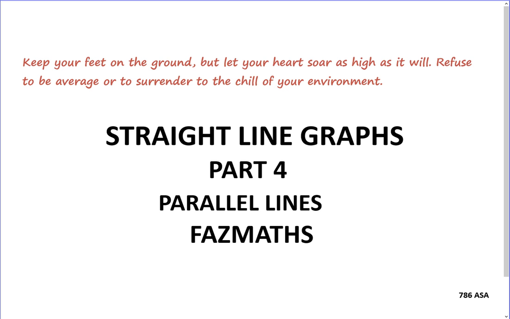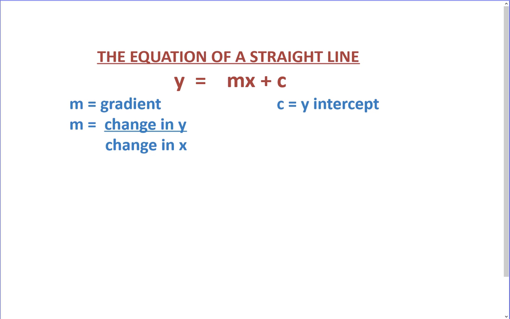Okay, let's just look at the basic concepts again. So you know the equation of a straight line is y equals mx plus c, where m is your gradient, and the way you calculate it is your change in y divided by your change in x, and c is your y-intercept. Now we know that when you're trying to find the gradient, you're trying to find the steepness of a line.